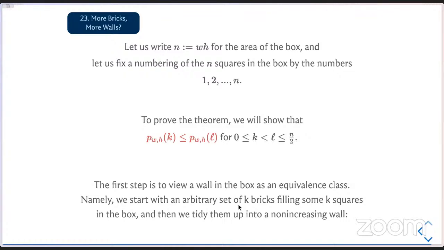It's not hard to check that this is a valid equivalence relation, meaning that it's reflexive, symmetric, and transitive. I think all of those things work out pretty much by definition. So what you get is a partition of this n-choose-k space into PWH of k many parts.